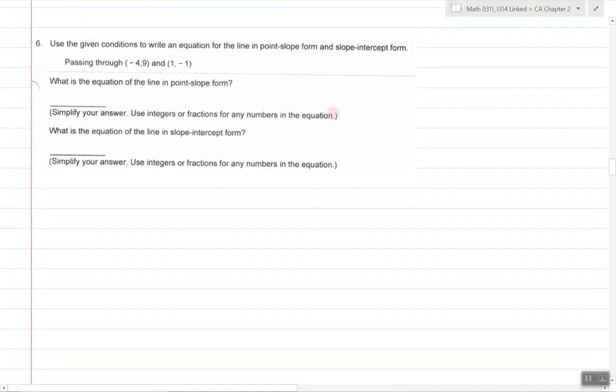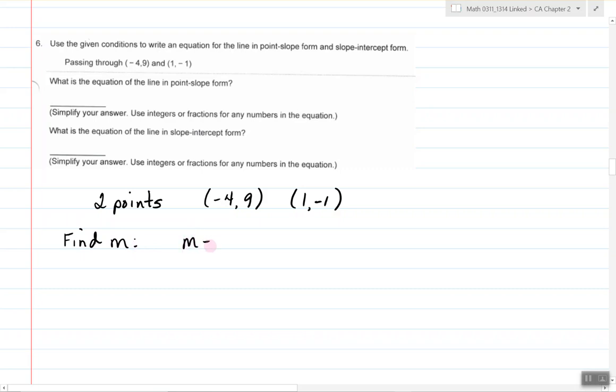All right, the next one, number 6, is slightly different. They're still wanting us to do point-slope form and slope-intercept form, but this time we get 2 points that the line goes through. So that's (-4, 9) and (1, -1). This is going to be a 2-part problem just to get to the first answer. So I need to find m. I've got to have the slope to do anything with the equation of the line.